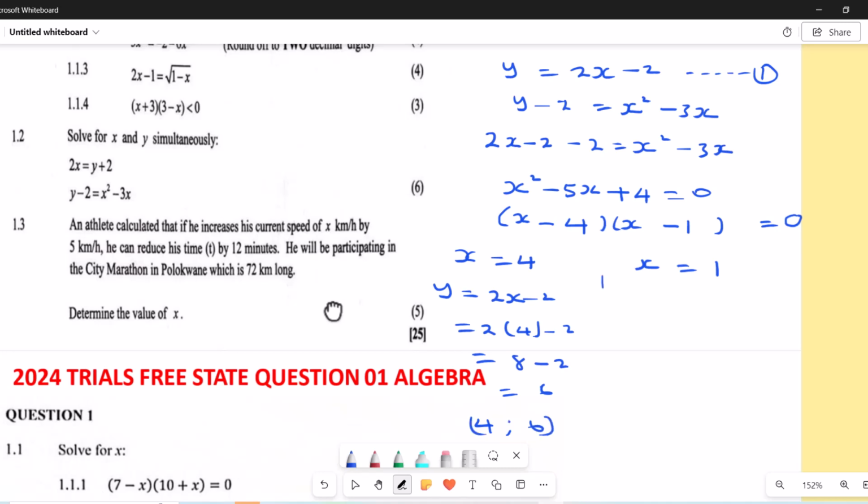Then when my x is 1, I'm going to get my y as 2 times 1, minus 2, which gives me what? 2 minus 2 gives me 0. So I'm going to have y equals 0 here. So the coordinate becomes (1, 0). Hope we are together, guys.